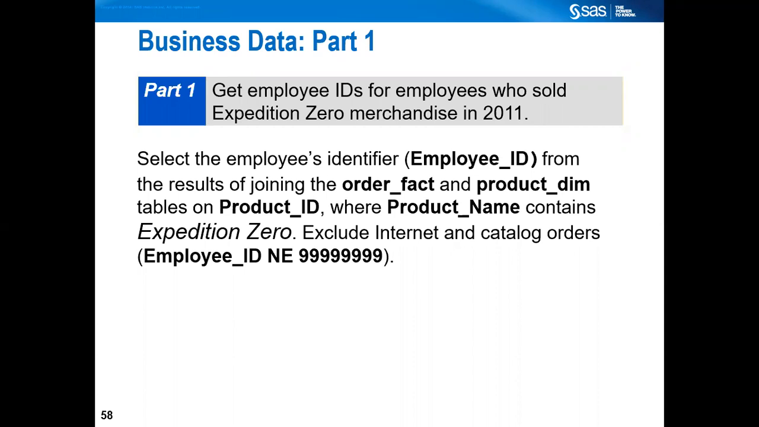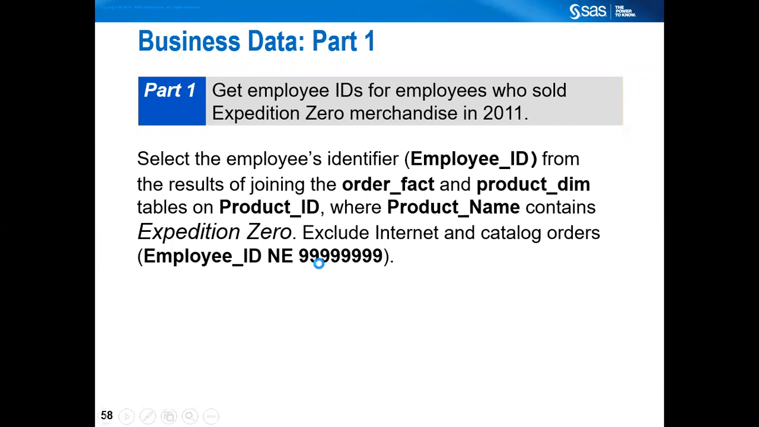Agreed? Because wherever there is an in-person involvement, only that person is going to get this award. Hence, it is going to be your retail sale. So exclude internet and catalog orders. Therefore, employee ID not equal to 999. So what does this not equal to 999 mean?